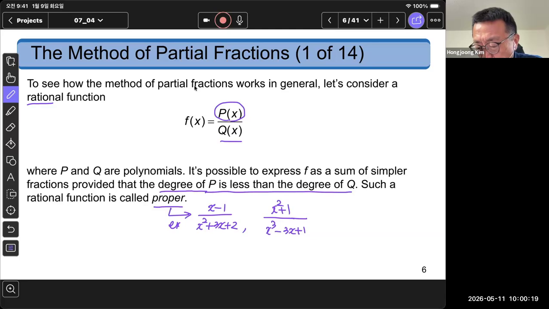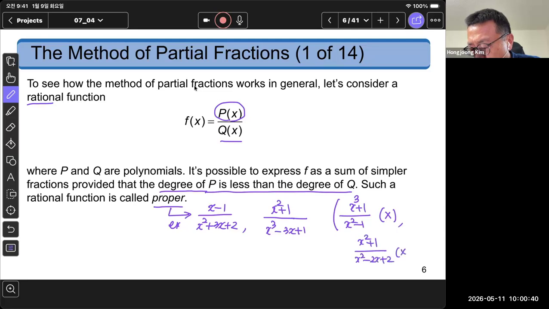Okay. But if you have, say, x cubed plus 1 over x squared minus 1, this is not proper, right? Or if I have x squared plus 1 over x squared minus 2x plus 2, it is not proper either because the degree of the numerator and the degree of the denominator are the same. Okay?